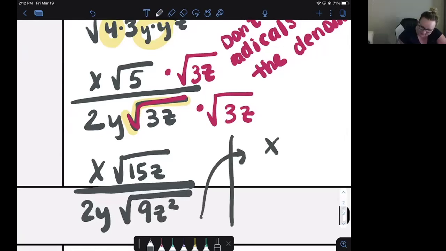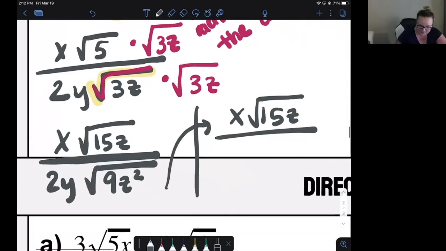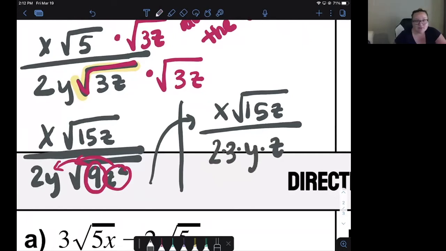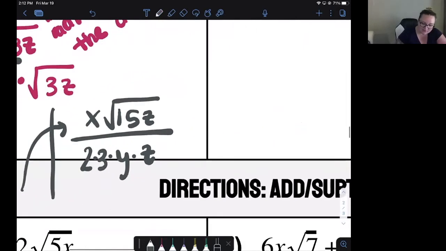So I'm going to have x root 15z all over. The square root of 9 is 3, and the square root of z squared is z. That brings everything out from under that radical. So we're going to have 2 times 3 times y times z, and nothing's left under the radicals. The radical completely simplifies out of our denominator. And then, of course, we're going to rewrite this. 2 times 3 times y times z is 6yz.